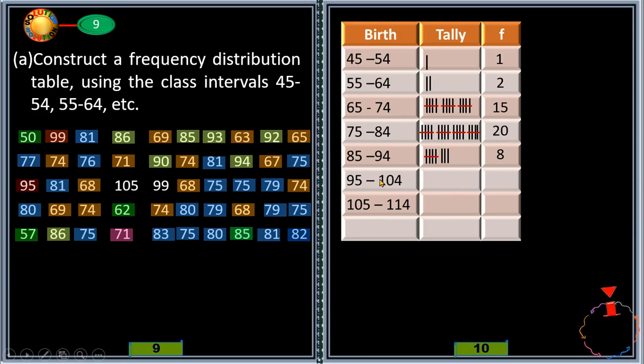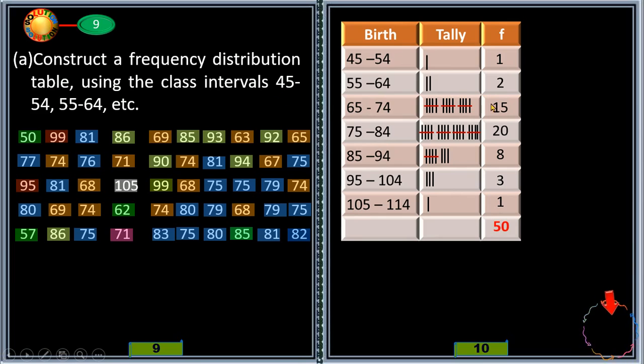1, 2, 3. So we draw the tally, the frequency is 3. For the class of 105 to 114, we have just 1, and that gives us a frequency of 1. Adding all this frequency with calculator, 1 plus 3 plus 15 plus 20 plus 8 plus 3 plus 1 will give us a total of 50.